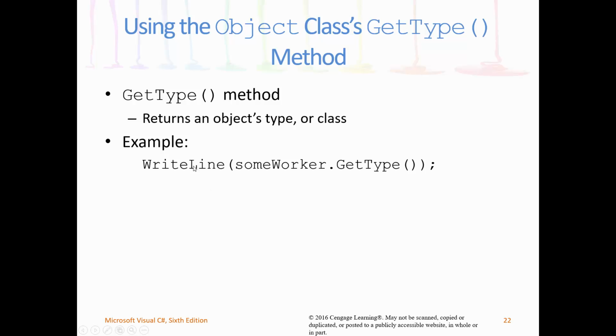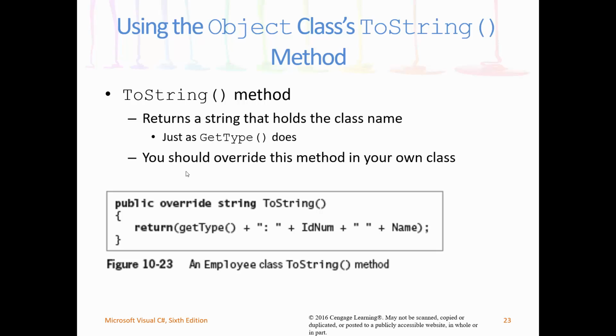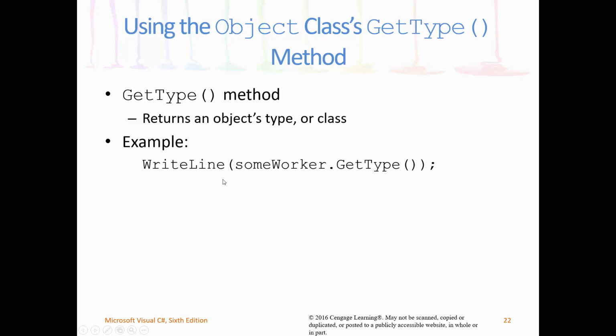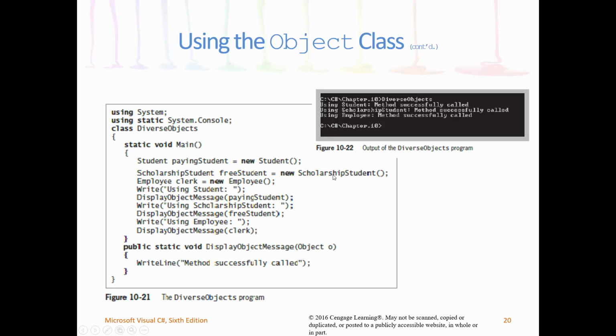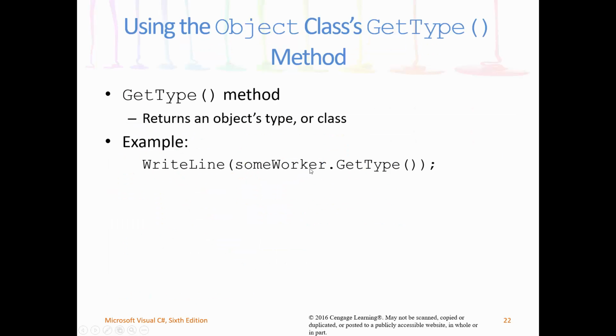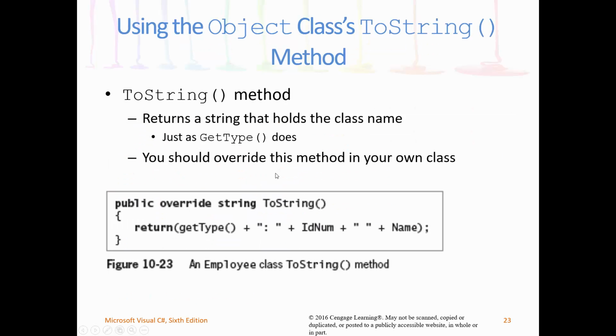Here are some examples. All right, GetType returns a type. So WriteLine SomeWorker.GetType. Well, what was SomeWorker defined as? Do we have SomeWorker here? I don't see it. But let's say that SomeWorker was defined as type Employee. Then that's what would be returned right here.